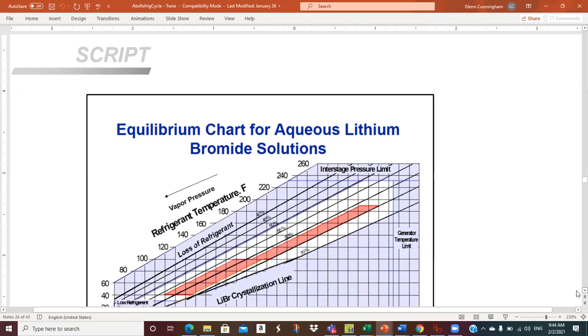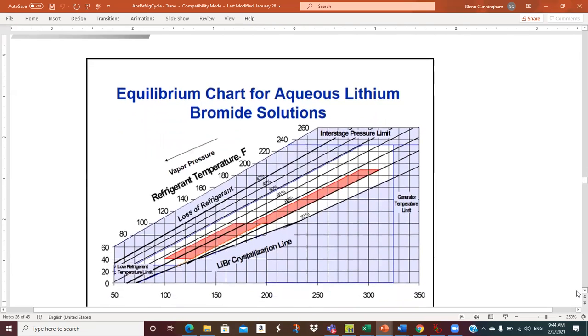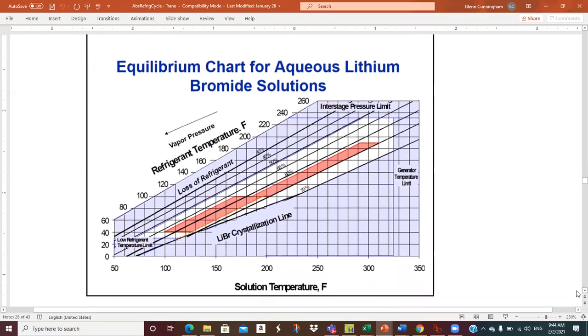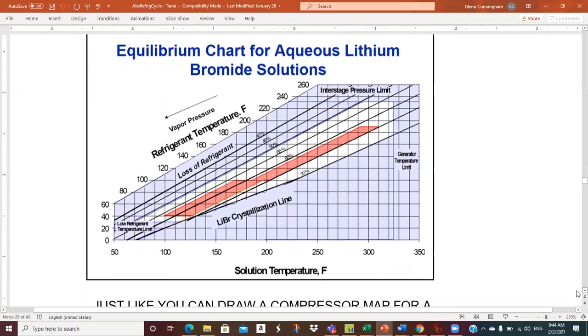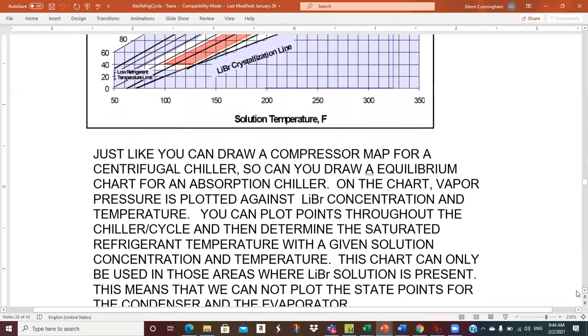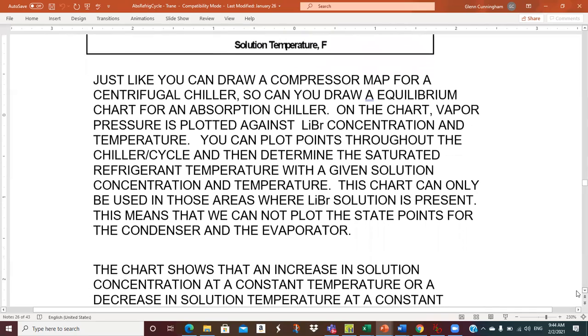Okay, this is the equilibrium chart for lithium bromide solutions. We're not going to work thermal problems with this, so we're not going to do this. This thing is pretty obscure. I've looked at it for a while, and I don't know that I can really do a good job of explaining it, so we're going to pass by this. You will not be responsible for that.